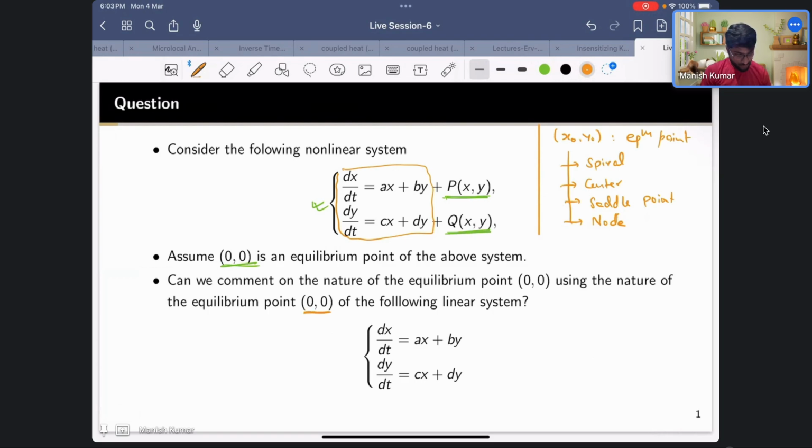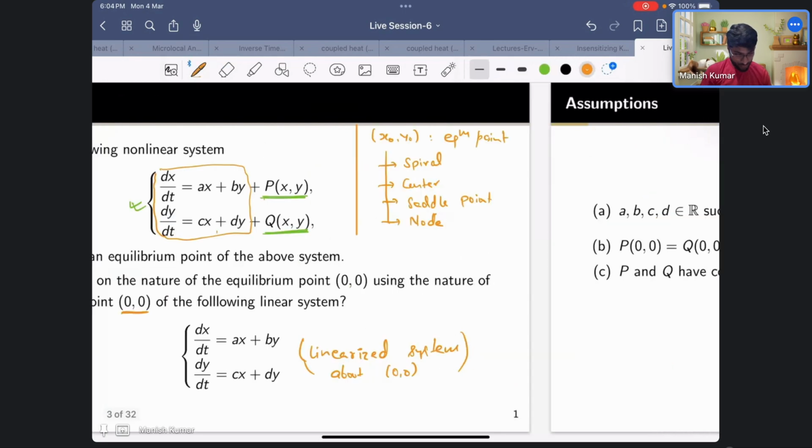I should not say just the linear part; it is the linearized system about the point (0,0). Looking at whether the equilibrium point (0,0) is a node, saddle point, center or spiral of this system, can we conclude about the nonlinear system? This is the question that we would like to address. Let's see how we can deal with that.